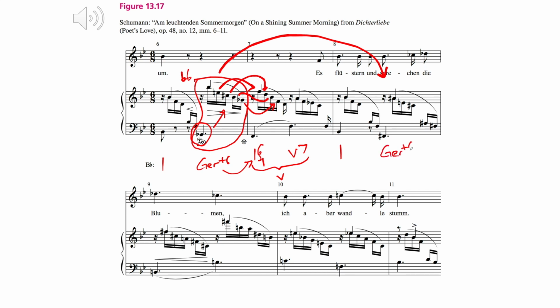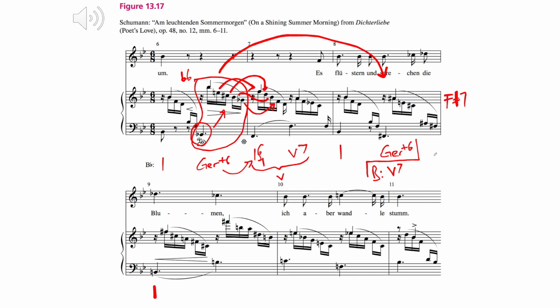It is our German augmented 6 chord, but at the same time, it is also the dominant 7th chord. It is F sharp 7 in B major or in B minor. But after that we have the B major chord.